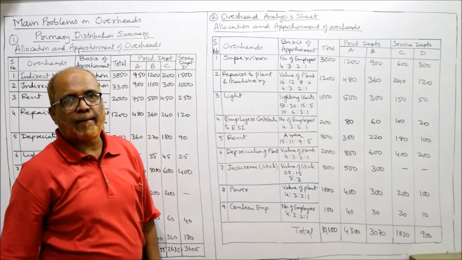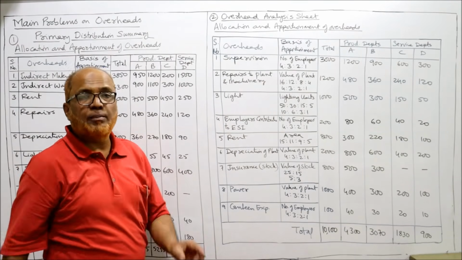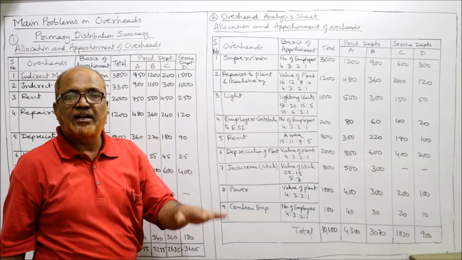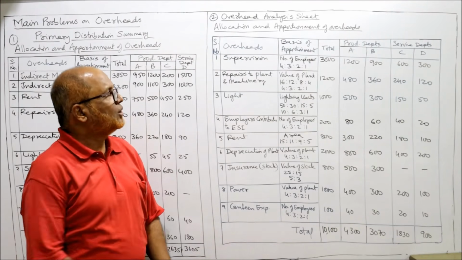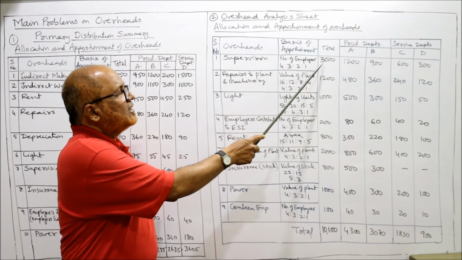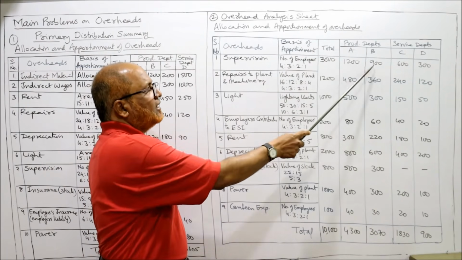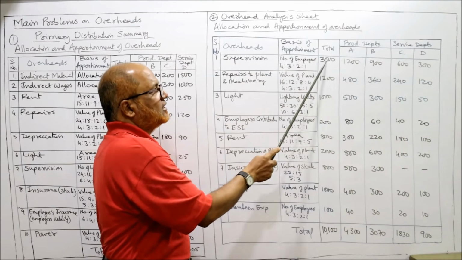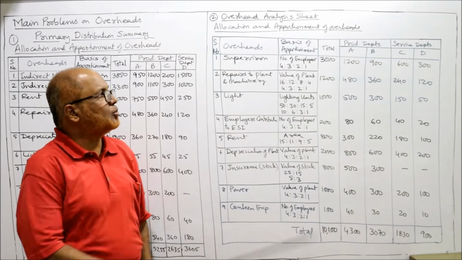First item, supervision. Supervision total is given as 3,000. On the basis of the number of employees, we are dividing the supervision. Number of employees are 4:3:2:1. So 4 plus 3, 7, 8, 9, 10. 3,000 into 4 by 10, you will get 1200. 3,000 into 3 by 10, 900. 3,000 into 2 by 10, 600. 3,000 into 1 by 10, 300. That's it. We have apportioned supervision.